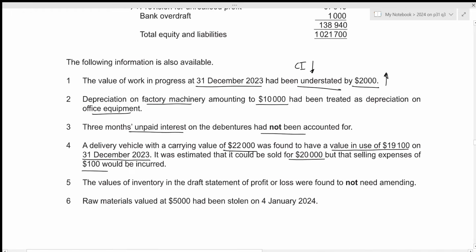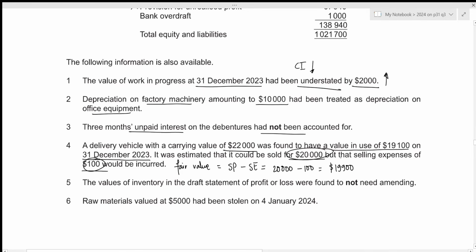Whenever you have been given information regarding carrying value, value in use and fair value, fair value, in this case, we need to calculate. Fair value is just the estimated selling price minus the selling expenses. In this case, the estimated selling price is 20,000. Estimated selling cost is 100. So the fair value will be equal to 19,900.